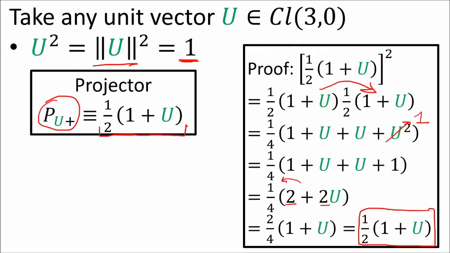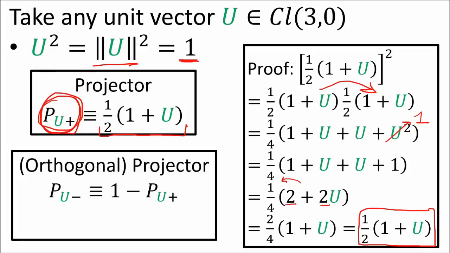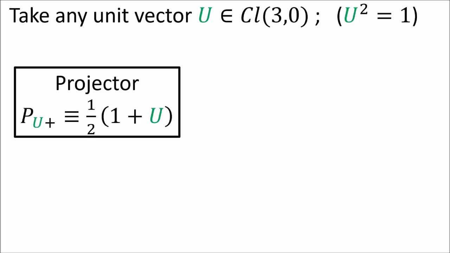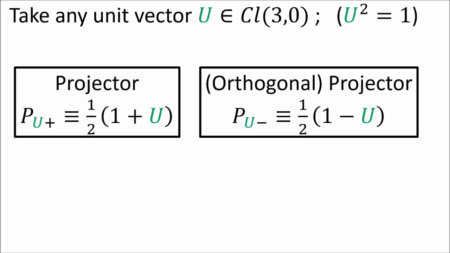I'll call this projector Pu+. Its orthogonal projector partner, 1 minus Pu+, is given by 1/2 times 1 minus u. I'll call this projector Pu-. So any arbitrary unit vector u in a Clifford algebra will give us a pair of projectors, Pu+ and Pu-.